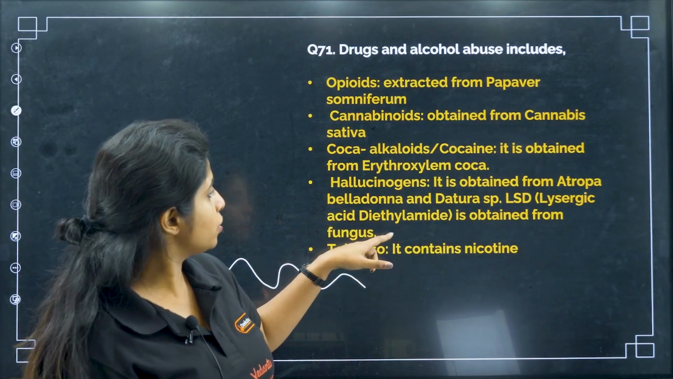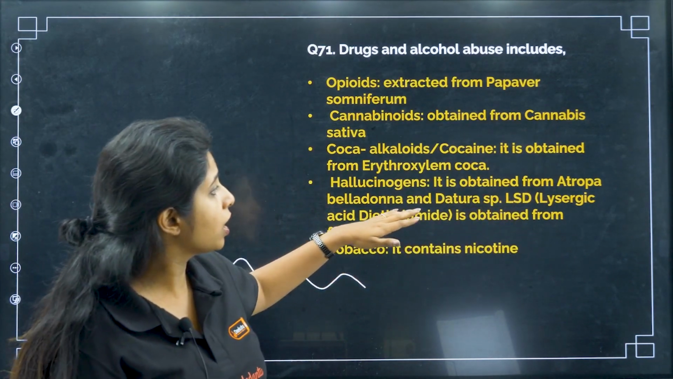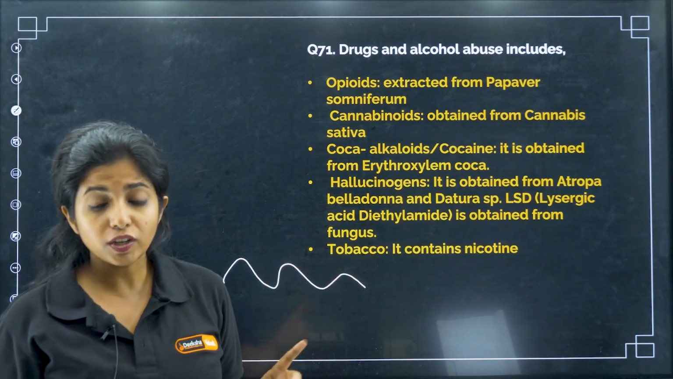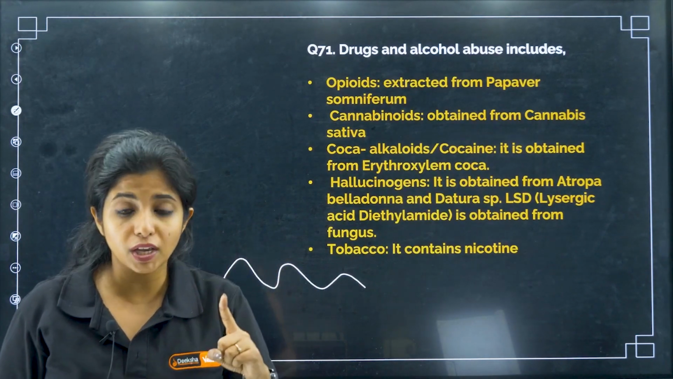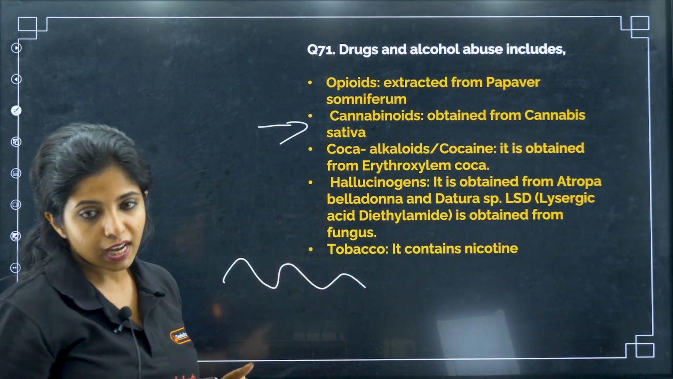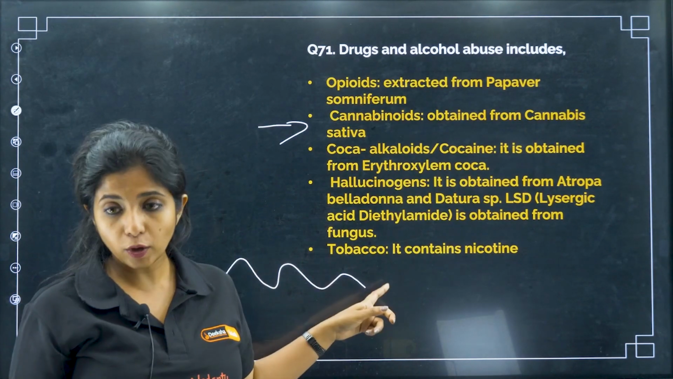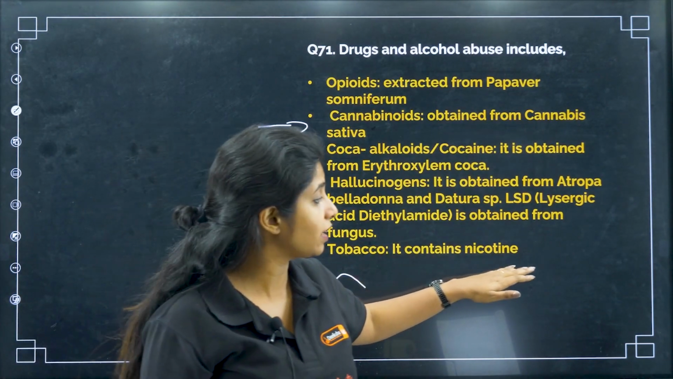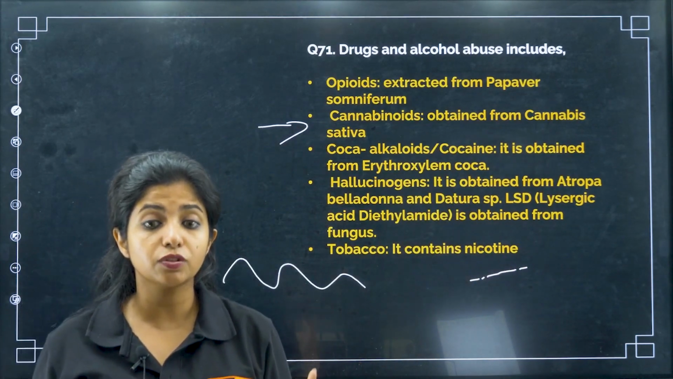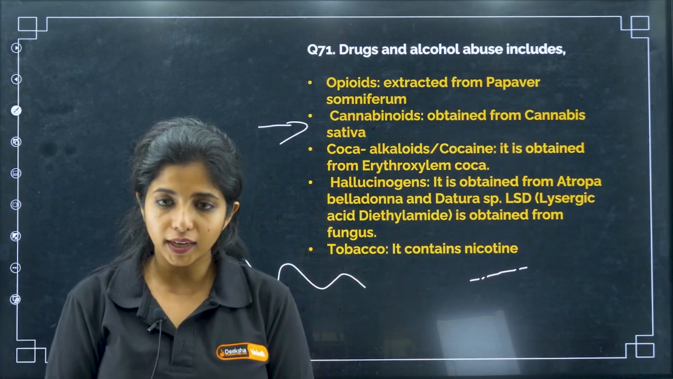Apart from that, there are other hallucinogens such as Atropa belladonna and Datura also, okay. And always remember, the sports people are abusing one particular drug and that is cannabinoids. They are using cannabinoids very much, sports people. And apart from that, tobacco is there. Tobacco has nicotine. Nicotine affects the adrenal glands and hence adrenaline is released, which increases our blood pressure and everything, okay.